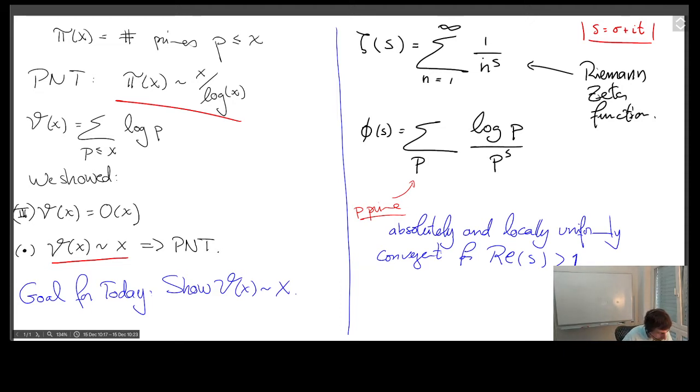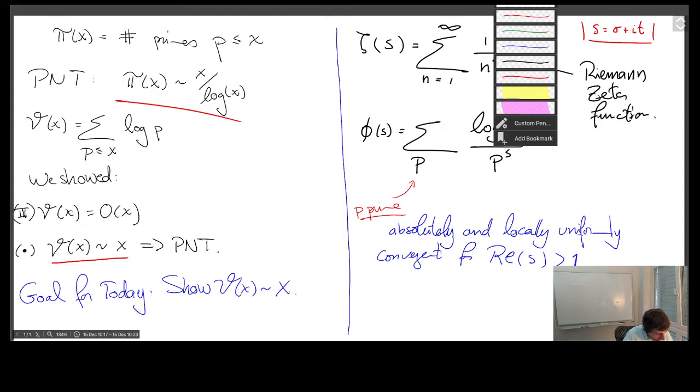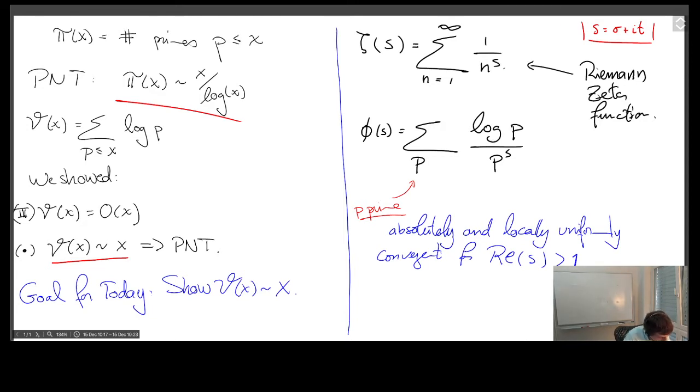If we want to understand the absolute value of these summands, it's enough to look at the real part of the exponent. And if s is bigger than 1, if we think about this over the reals, then we know that these series converge. We know that the harmonic series, the 1 over n, doesn't converge, but 1 over n to the 1 plus 1 converges, of course, and so these all converge for s bigger than 1.